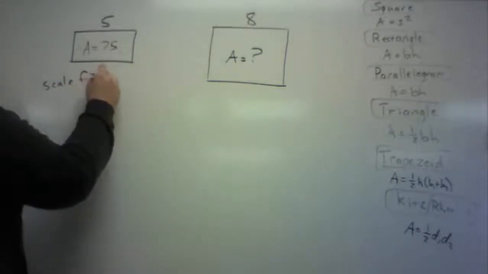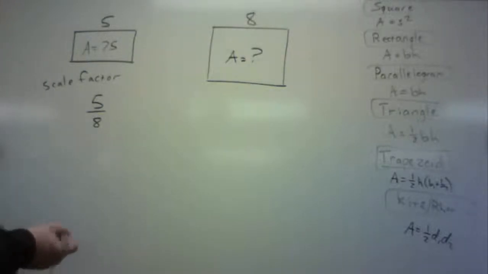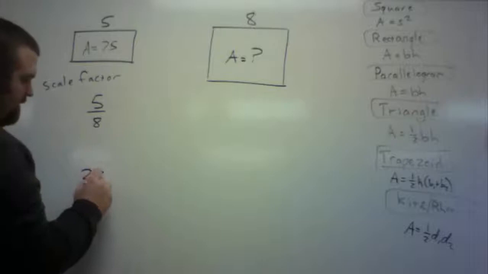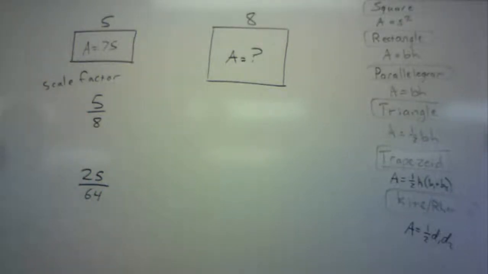However, I want to compare this to the areas. So I don't want the scale factor. I want the ratio of areas. So I'm going to use 25 and 64, 5 squared and 8 squared.